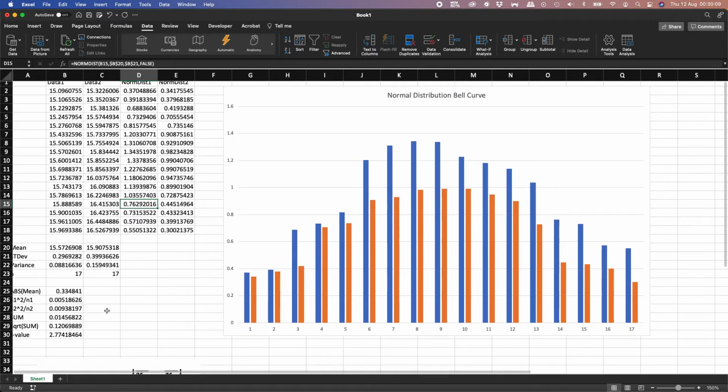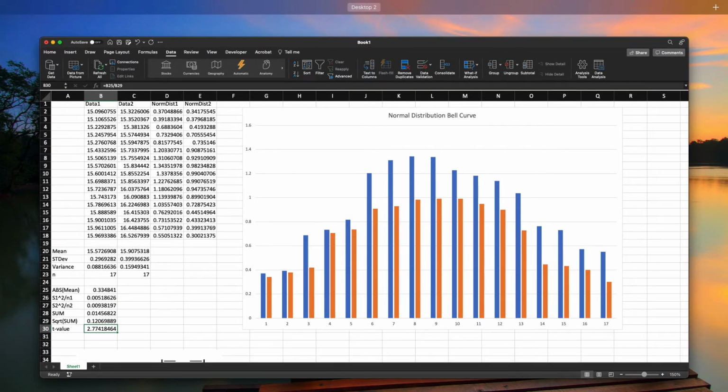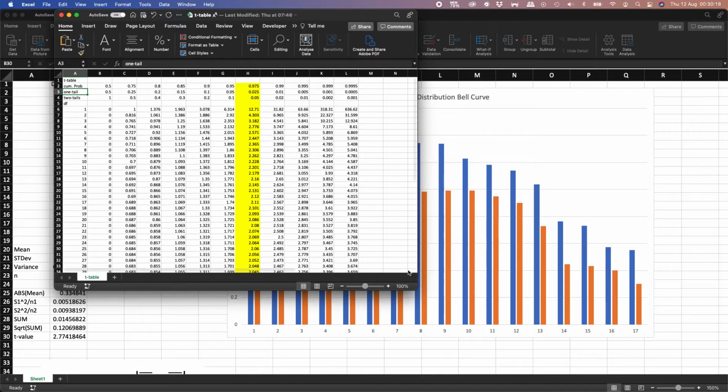So we look at the t-value right here, and we go to something called the t-table, which is a standard thing that you can find on the internet.